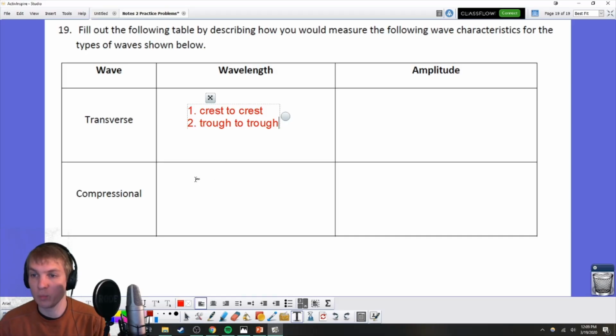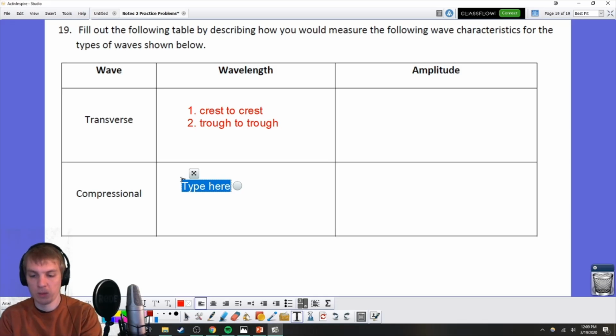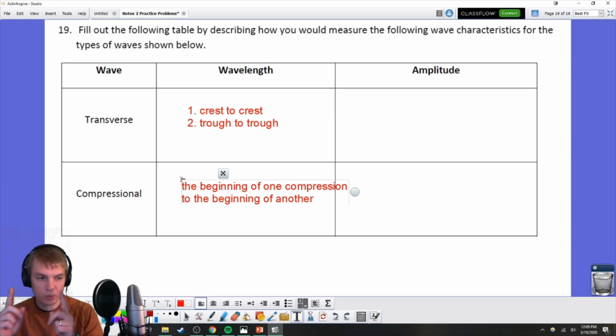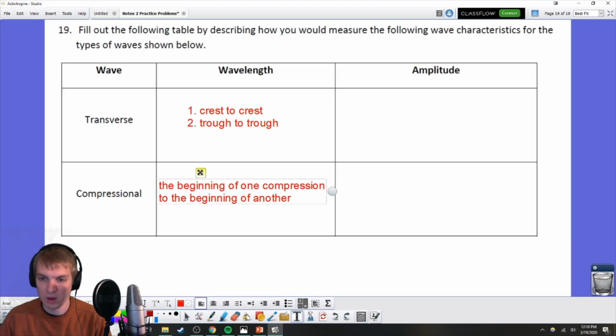For a compressional wave, how do we measure wavelength? Well, you measure it from the beginning of one compression to the beginning of another. So if you have two compressions, you measure from the beginning of the first one all the way to the beginning of the second one. And that's how you find the wavelength of a compressional wave.